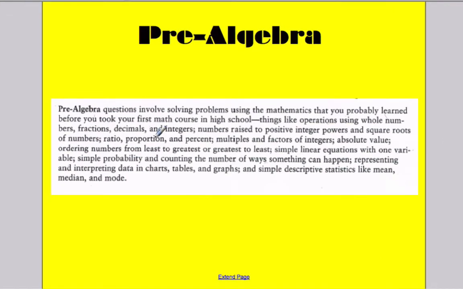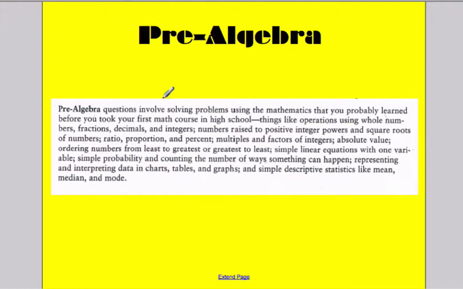The following video is talking about the content of pre-algebra. Pre-algebra questions involve solving problems using the mathematics that you probably learned before you took your first math course in high school. Things like operations using whole numbers, fractions, decimals, and integers, numbers raised to positive integer powers, and square roots of numbers, ratio, proportion, and percent, multiples and factors of integers, absolute value, ordering numbers from least to greatest or greatest to least, simple linear equations with one variable, simple probability, and counting the number of ways something can happen, representing and interpreting the data in charts, tables, and graphs, and simple descriptive statistics like mean, median, and mode.